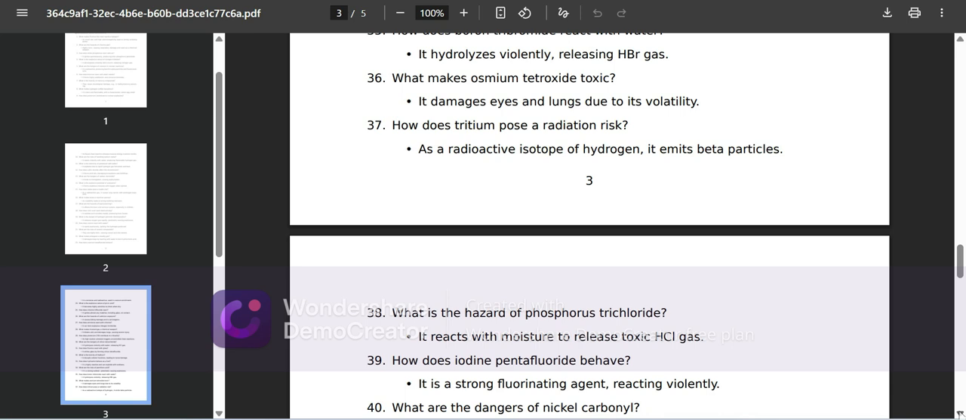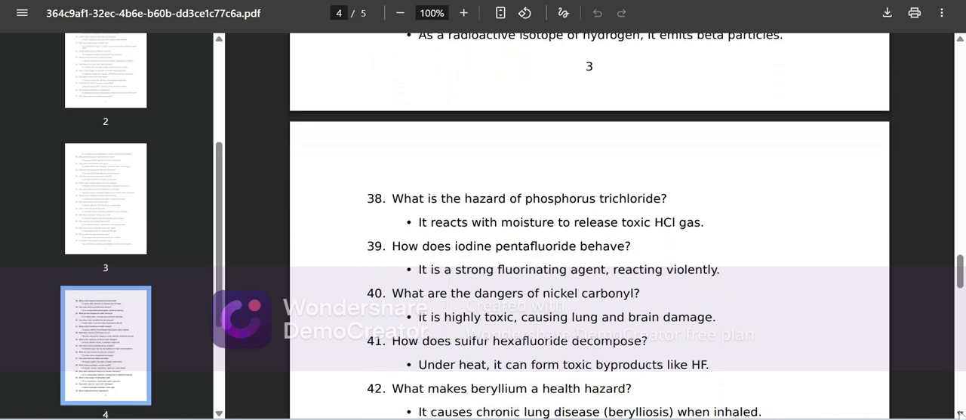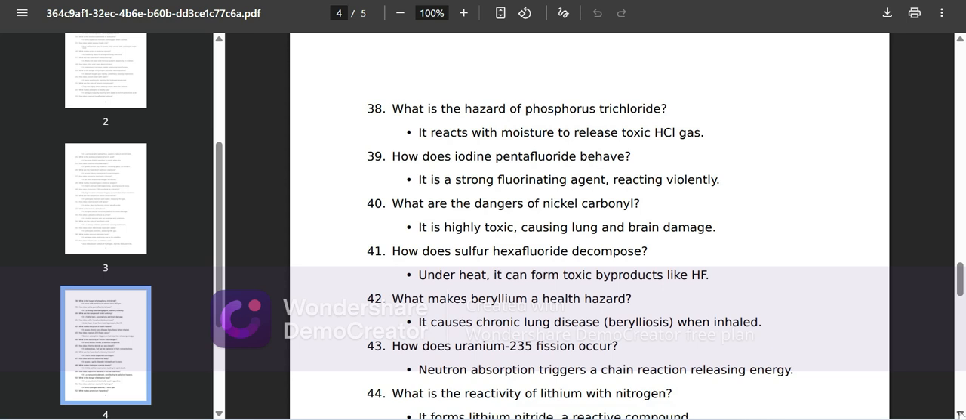How does tritium pose a radiation risk? As a radioactive isotope of hydrogen, it emits beta particles. What is the hazard of phosphorus trichloride? It reacts with moisture to release toxic hydrochloric gas.